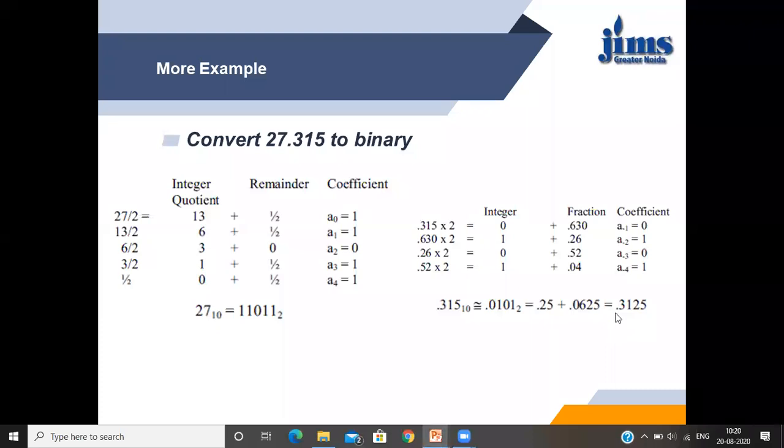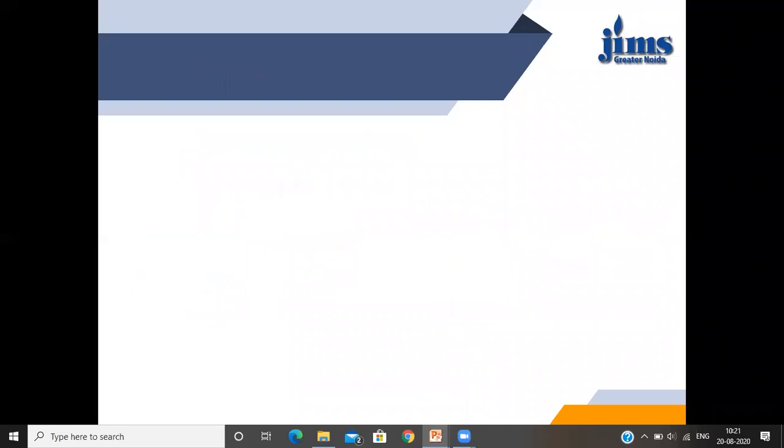So as a whole, we can represent the number 27.315 as approximately equal to 11011.0101 base 2. In this manner, we can convert a number into any number system, provided that the required base is given. For the case of an octal number, the base will be 8, and for the hexadecimal number, the base will be 16.